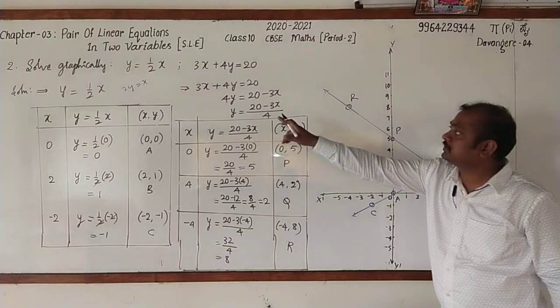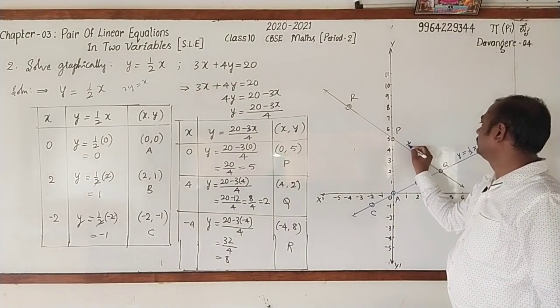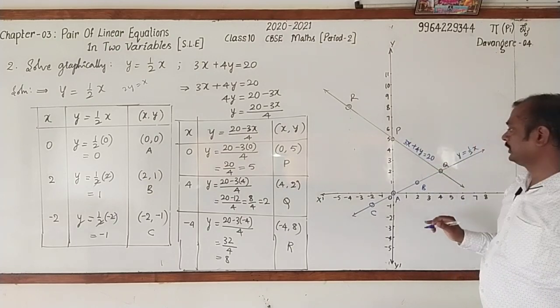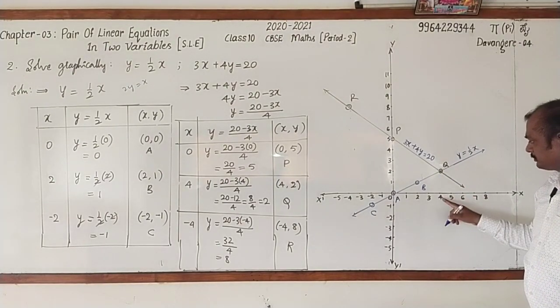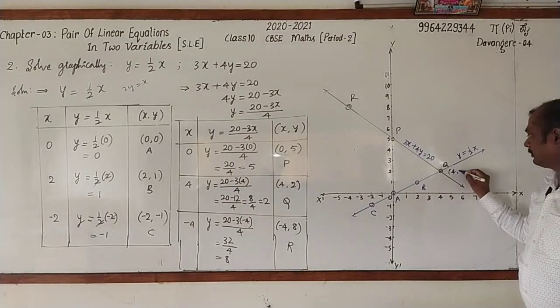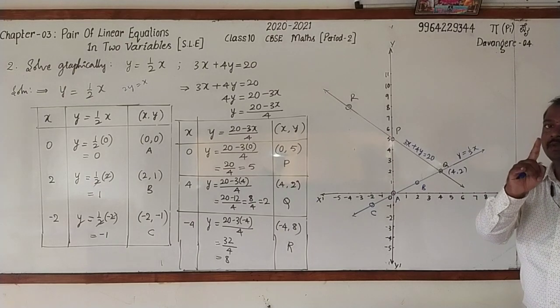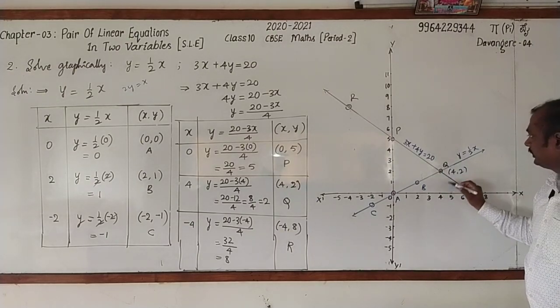Next, the second one is 3x plus 4y equal to 20. See that both have intersected at a point. What is this point? It is 4 comma 2, right? How many solutions does it have? It has only one solution because two lines intersect at only one point.